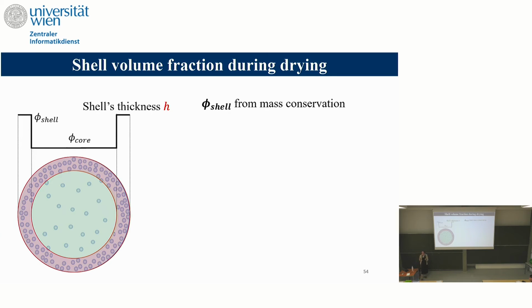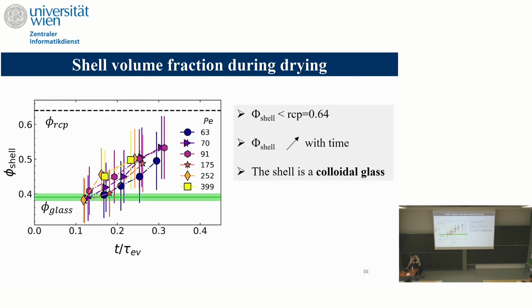But this time the thickness is what we measure. This is what I showed you before when we averaged the speckle images. So we average the thickness here. We measure the volume fraction in the core, and therefore, for mass conservation, we can compute the volume fraction in the shell, assuming the shell has a fixed volume fraction, and it's really sharp. And this is what we obtain: volume fraction of the shell as a function of time.